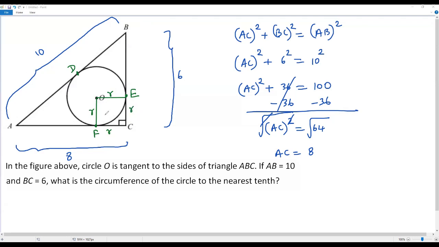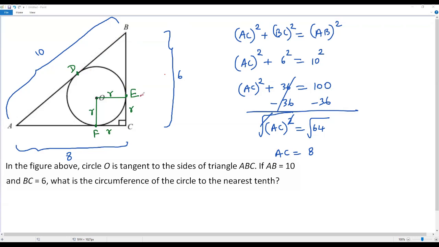Okay, now let me consider the two line segments BD and BE. Both of them are tangents to the circle from the same external point B. So whenever I draw two tangents to a circle from the same external point, they must be equal in length. So the length of this BD and the length of this BE must be equal because both of them are tangents to the circle from the same external point B.